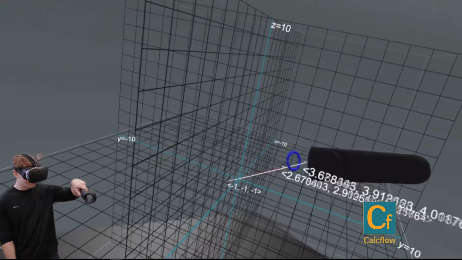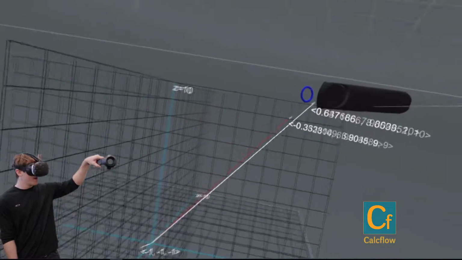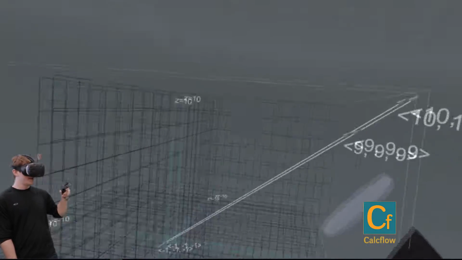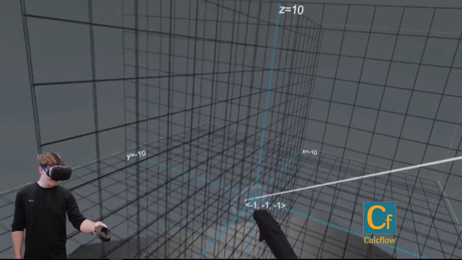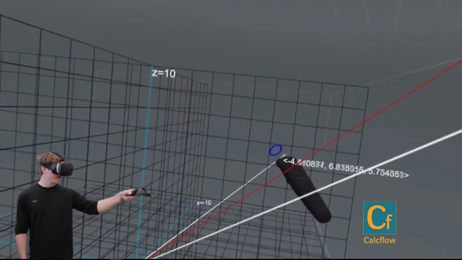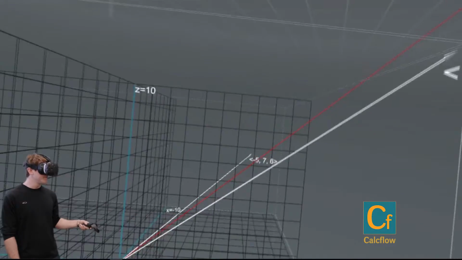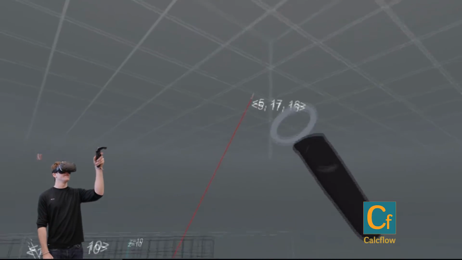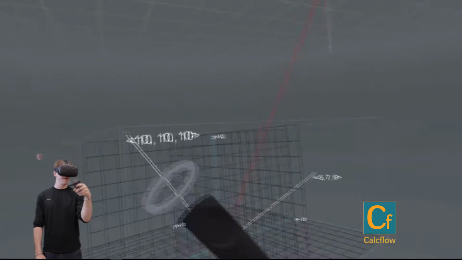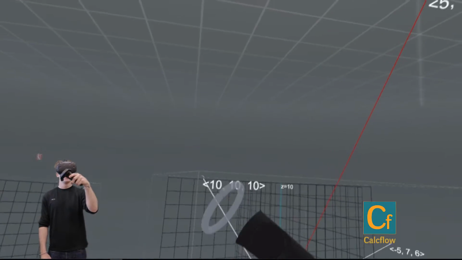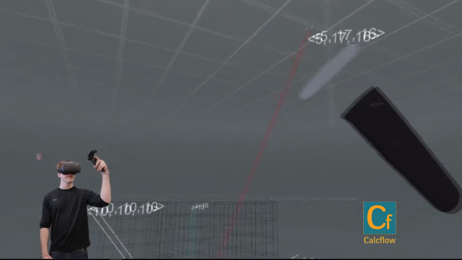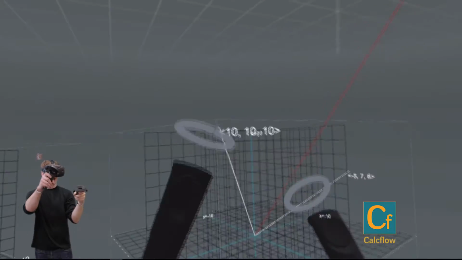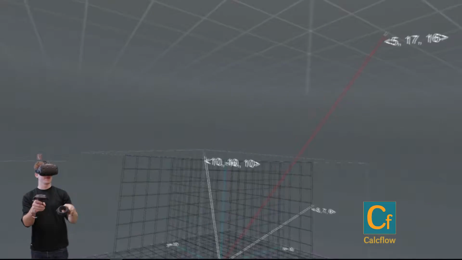But if we take our first vector over here and we plot it at some other value, let's say something large, 10, 10, 10, and we take this vector and we put it over here at negative 5, 7, and 6, we can see that our new vector is now 5, 17, and 16. And that's because 10 minus 5 is 5, 10 plus 7 is 17, and 10 plus 6 is 16. So simple, this vector plus this vector equals this vector.